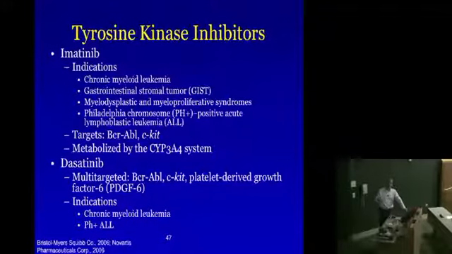Dasatinib is a multi-target. It targets BCR-ABL, so again used for CML as well as Philadelphia positive ALL. c-KIT, so trials are being done in GI stromal tumors. And then it also is looking at PDGF6, and therefore any tumors that express this or think that this may be a driver of the tumor would have this as a potential drug of choice.